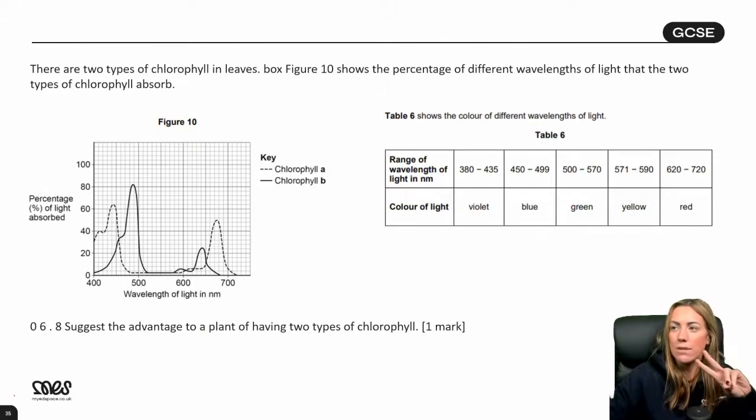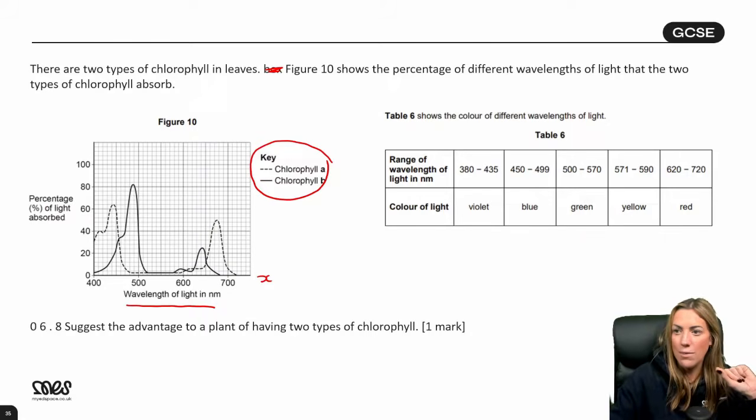Okay, there are two types of chlorophyll in leaves. Figure 10 shows the percentage of different wavelengths of light that the two types of chlorophyll absorb. So we've got the two types of chlorophyll. Chlorophyll A is the dotty line, chlorophyll B is the solid line. We've got different wavelengths of light in nanometers on the x-axis, and the percentage of light absorbed by the two different pigments on the y-axis. Suggest the advantage to a plant of having two types of chlorophyll.